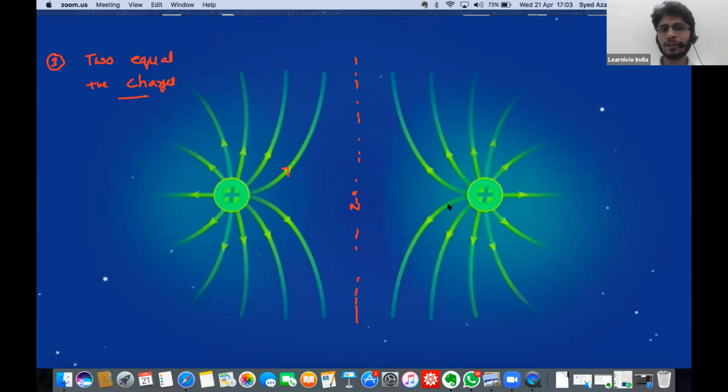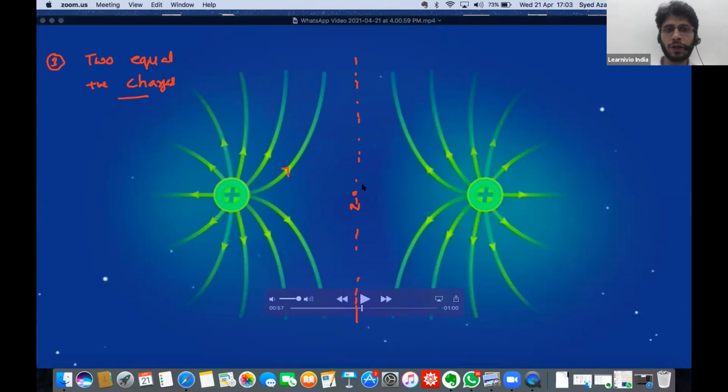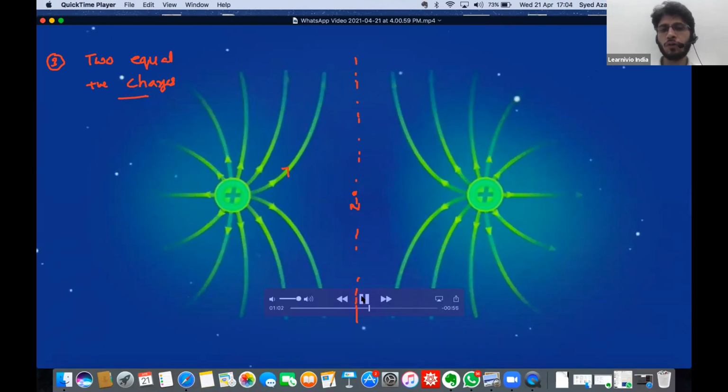The number of field lines is the same. If I count here: 1, 2, 3, 4, 5, 6, 7, 8, 9, 10, 11. And here also it should be 11. Both charges have the same number of field lines. That means the magnitude of both charges is the same. No field line is passing through this region. That means this is the neutral point, and field lines respect this neutral point; they prefer not to pass through it. If they passed through the neutral point, then the net field at this point would be 0. Is it clear? Yes, sir.